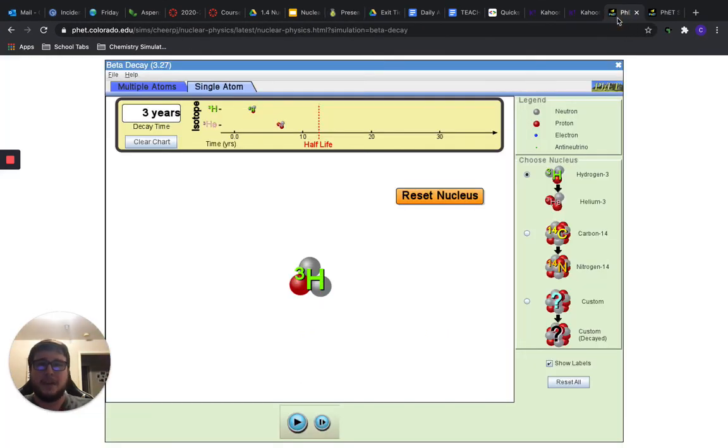If you Google PhET beta decay, this will show you beta radiation. Right here, I've got a hydrogen nucleus with 1 proton and 2 neutrons. If I hit the play button down there, you'll see it shoots an electron out of it, and look, it turns into a helium atom. It turns into a helium atom because one of those neutrons emits an electron and basically converts that neutron into a proton. So anytime you have beta radiation, you gain a proton. You lose an electron, but you gain a proton. It's kind of weird to think about, but I would play around with that simulation to get comfortable with that.